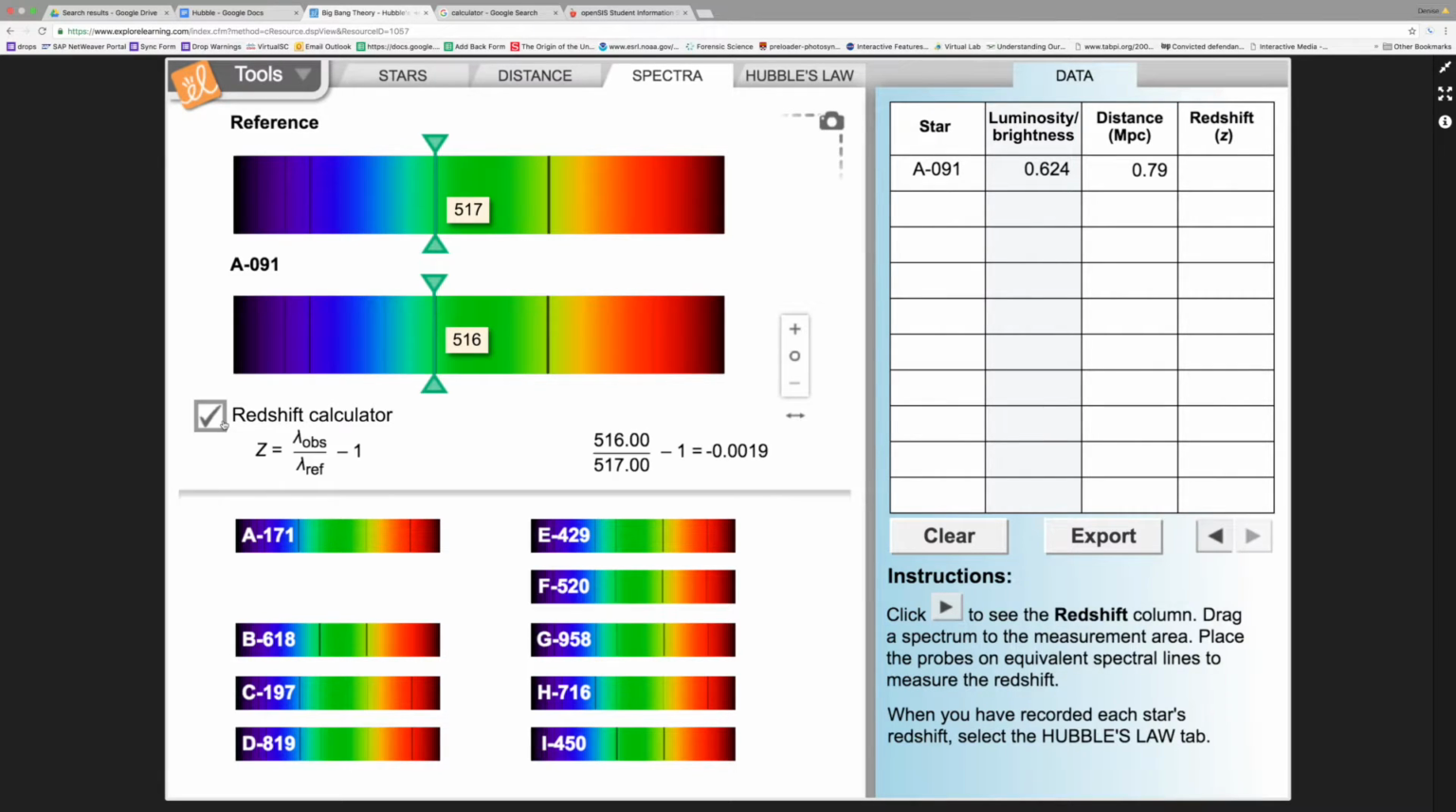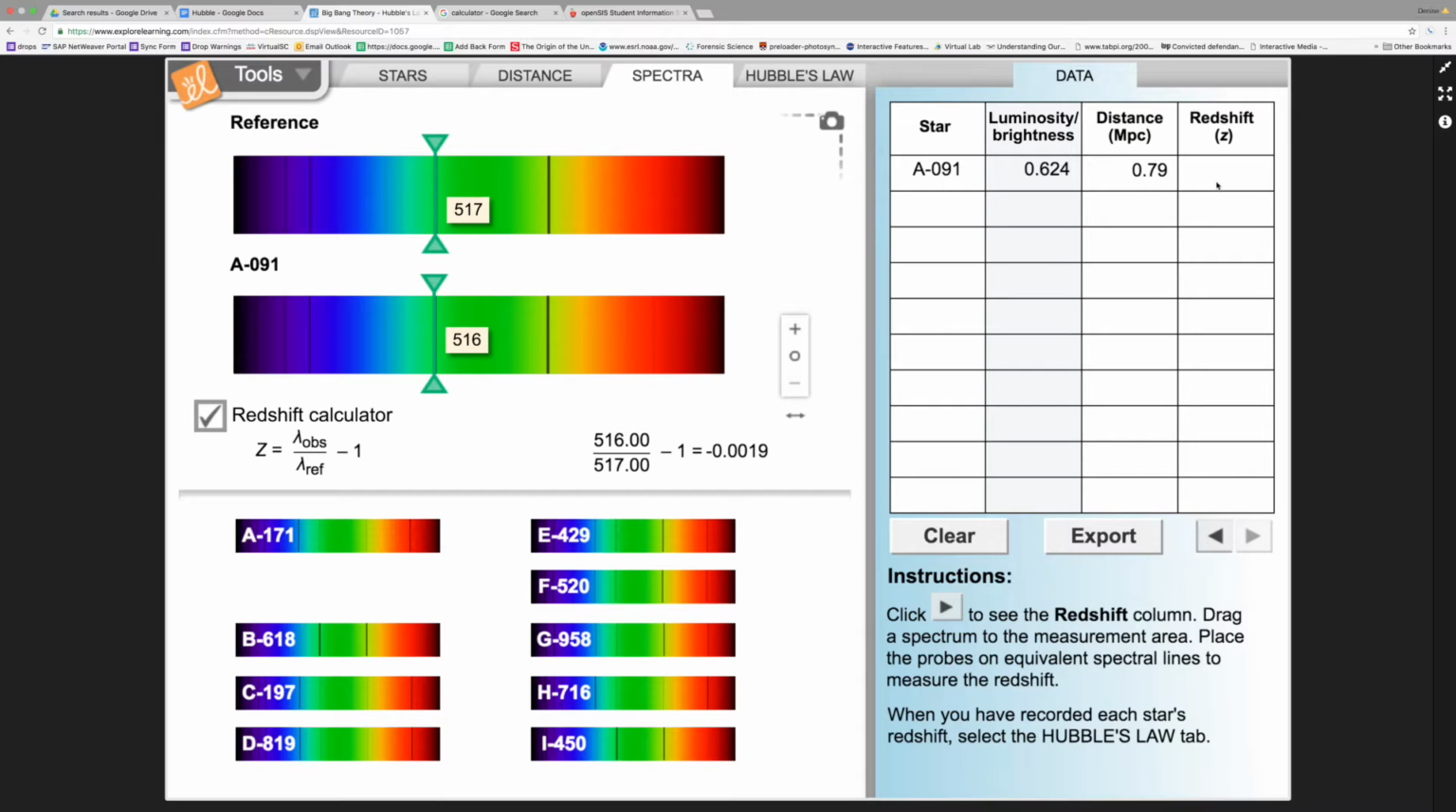Then we're going to have what's called the redshift calculator. What it's going to do is take the observed spectra, which is our observed, and divide it by our reference spectra, which is here. And again, you can see you've got to do the best you can, because we're going to have a little bit of a range of answers here. But we do have a negative value for this case.